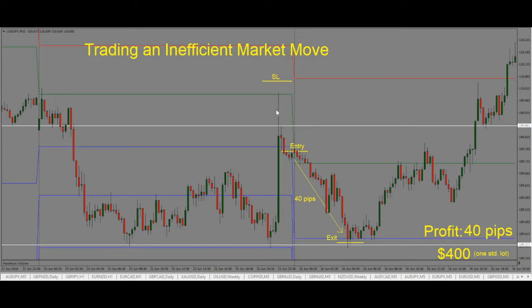So once we see that price starts to move back down here, it doesn't want to stay up here. This is a good indication that price is likely to move lower. So we can take the entry short here. And now we're looking for price to come back down here. And our exit would be just before price started to move upwards here, just above our support level. From entry to exit here, we get 40 pips in our trade. So our profit is 40 pips or $400 if trading one standard lot.